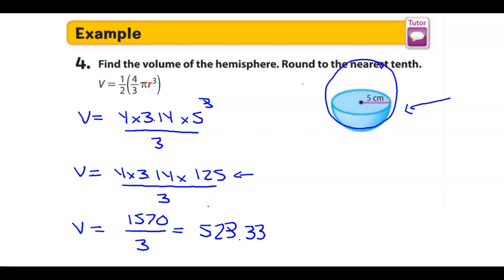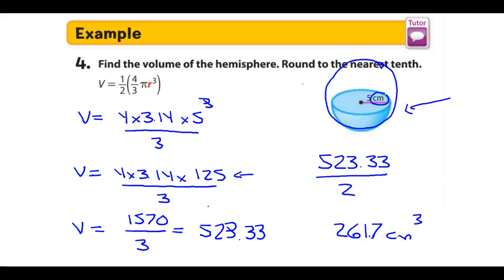So what we need to do is take half of that, so you can multiply that by 1/2. Or you could just do 523.33, and then you can divide that by 2. And when we do that, we're going to end up with 261.67. So let's take that 0.67 and round that to 7. 261.7. We've got centimeters. Whoops, and we got a 3 because we're talking volume here.